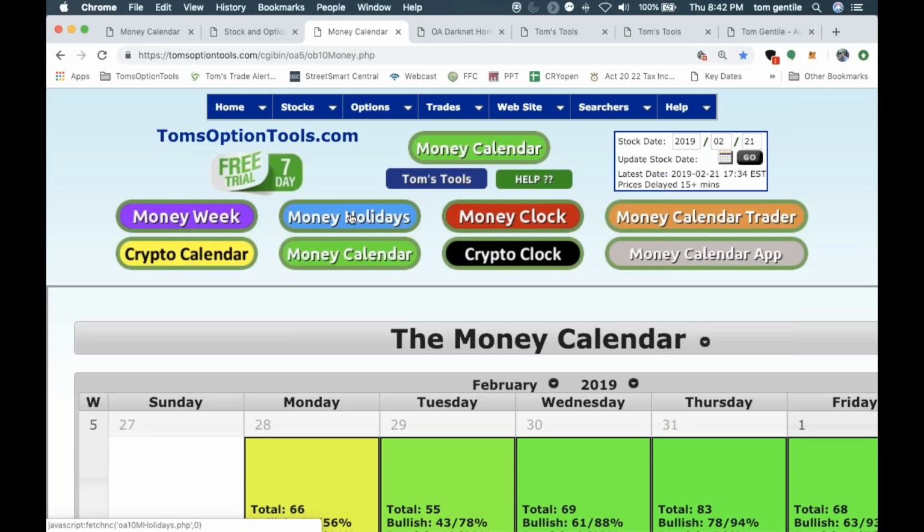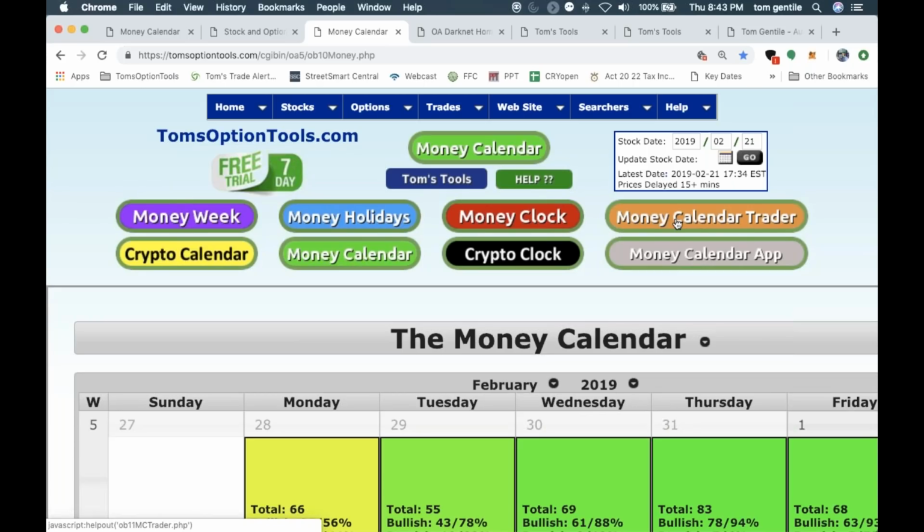And so what the Money Holidays piece can do for you is it actually looks at patterns that occur before and after holidays and finds just those best patterns on a variety of stocks. And you can find the patterns that best fit that. We have the Money Calendar, which you've seen.